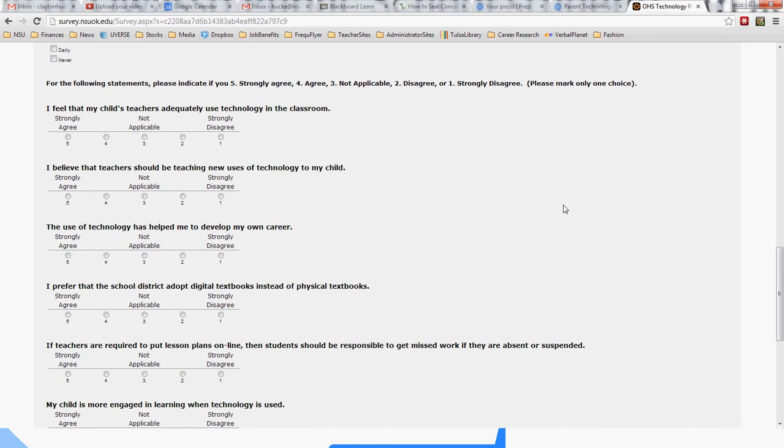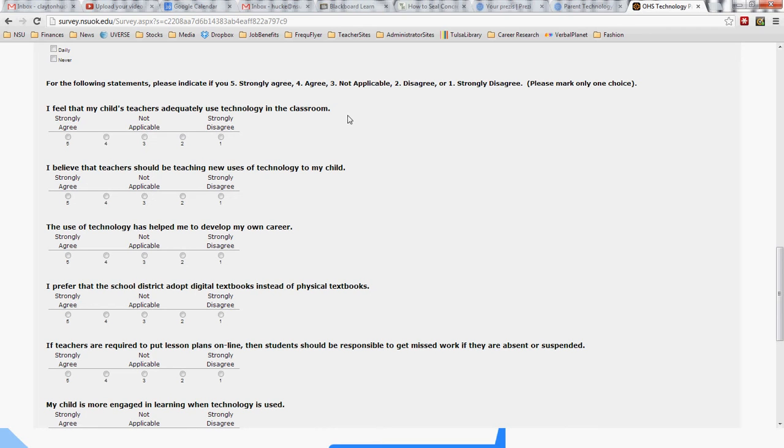The next part is a Likert scale, and we're trying to find out how parents feel about various questions on the use of technology at school. A 5 here is strongly agree, a 3 is not applicable, and a 1 is strongly disagree. A 4 would be agree, and a 2 would be disagree. So I'm going to take you through these questions real quick.